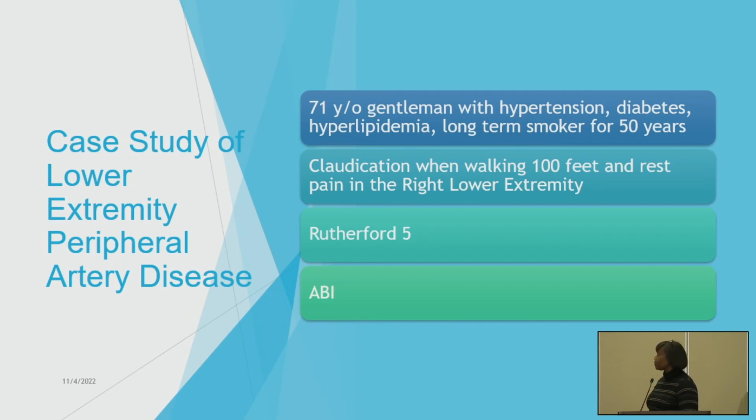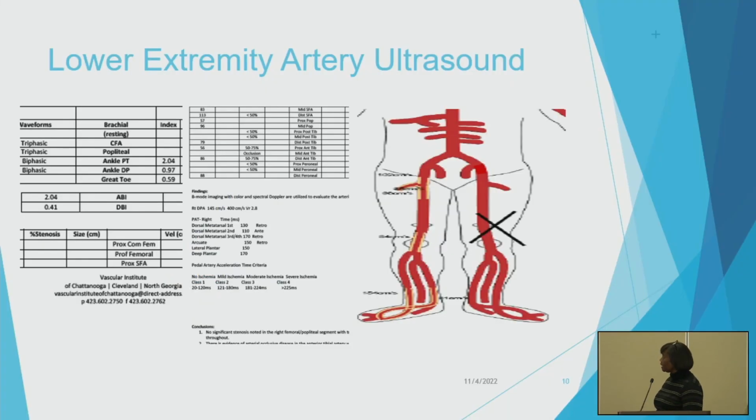Rutherford 5, which is a category letting us know that this guy has rest pain and also has some tissue damage, okay? And then we obtained an ABI, and you can't see it, but he has multiple lesions. He has an SFA lesion, which is right there at the femoral, at the thigh region. He has a lesion at the popliteal behind the knee. And then he also has what we call tibial disease. You have 3 arteries that take the blood to your foot: your anterior tibial, peroneal, and your posterior tibial. So he has a blockage in his anterior and posterior tibial. And you can't see it up there, pedal acceleration time or PATs, but his PAT is showing some ischemia.